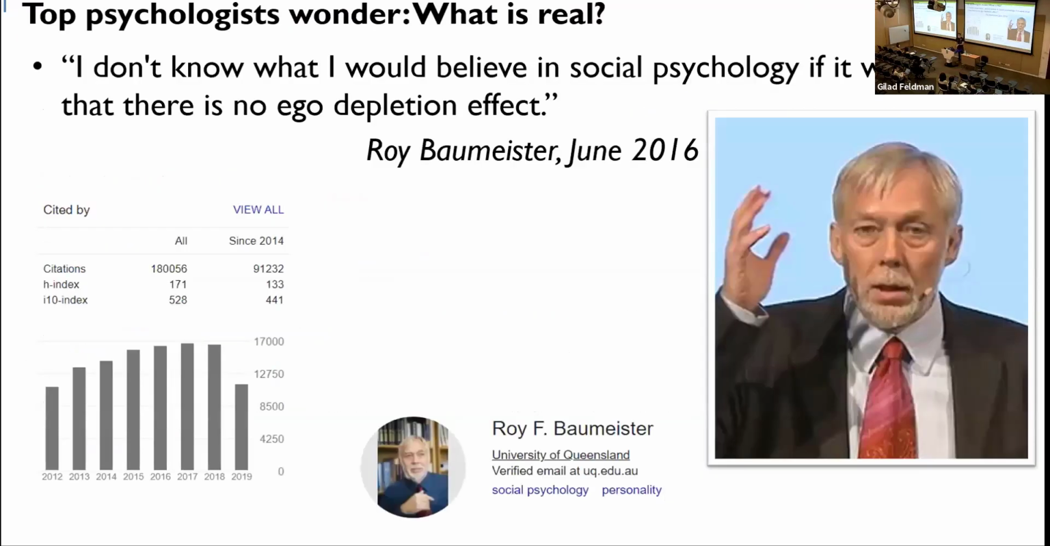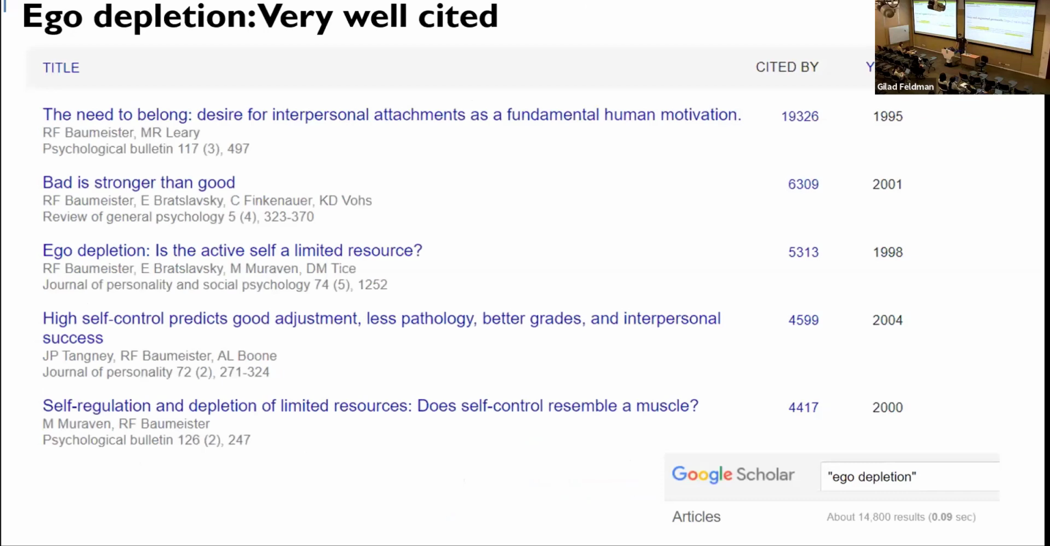And this quote: "I don't know what I would believe in social psychology if it were true that there is no ego depletion effect." We can understand how somebody like that, who started this, saw how much of an impact it had on the field, 2 decades of research, and then the RRR came out. He's like, what is this? Me and my team and a lot of people around the world have done this for a very long time. So the initial reaction by Roy and some of the ego depletion folks has not been very positive.